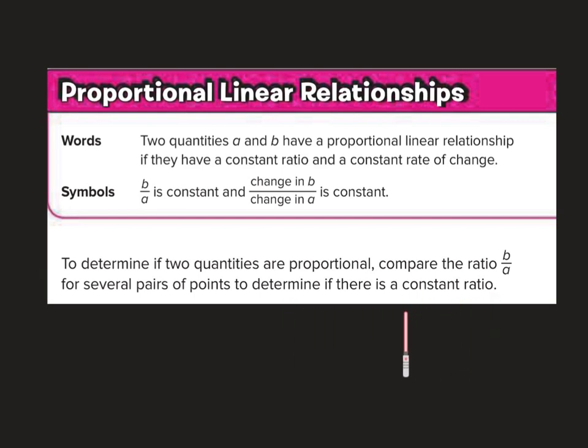Now we ran into this yesterday when I went through that last example in the lesson, and when we looked at the relationships, they weren't all the same. They varied. So in that case, the relationship was not proportional. So we'll go through some more examples like that today.